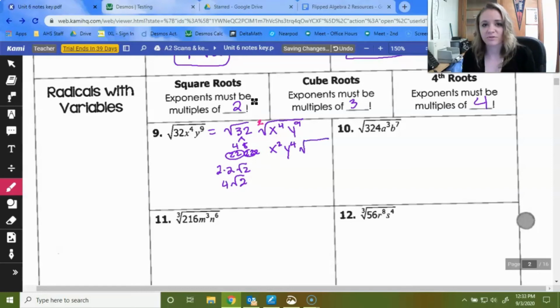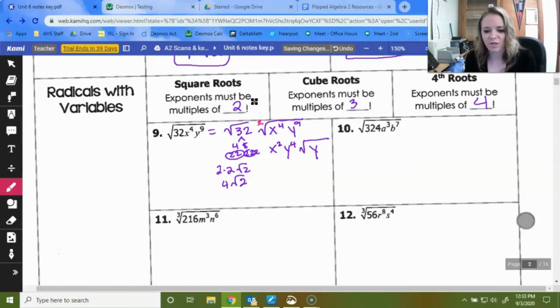sometimes you will have leftovers. Sometimes you won't. This is like, I've eaten my good meal, I took everything out nicely, and now we got to see if we have any leftovers. So, no, there were no leftovers here. 2 went in evenly. Now, there were leftovers here. We took out 8 of my y's, and how many are left? 1. So we do 9 minus the 8, and there's only 1 y left. And so we keep that y underneath the radical.